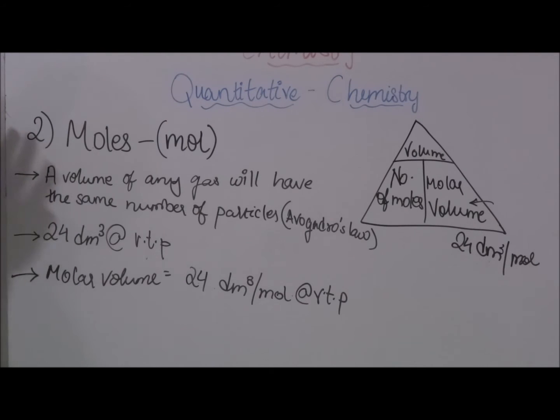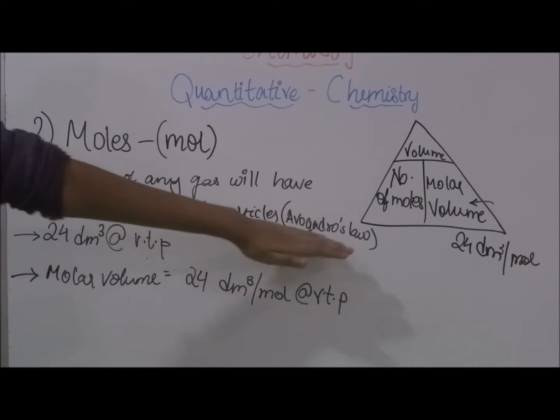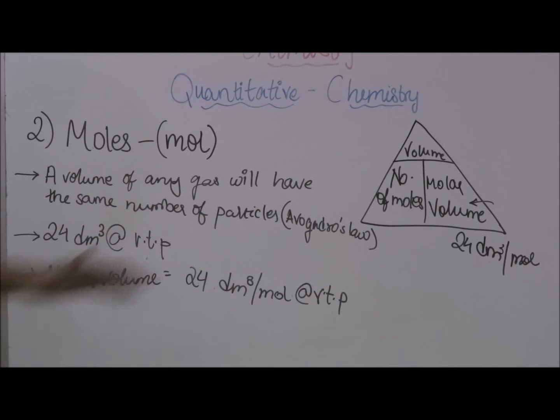Let's see how to find the number of moles of a gas. A volume of any gas will have the same number of particles. This is known as Avogadro's law. From this law, we develop a theory that any gas will have a volume of 24 dm cube. That is 24 liters at room temperature and pressure.